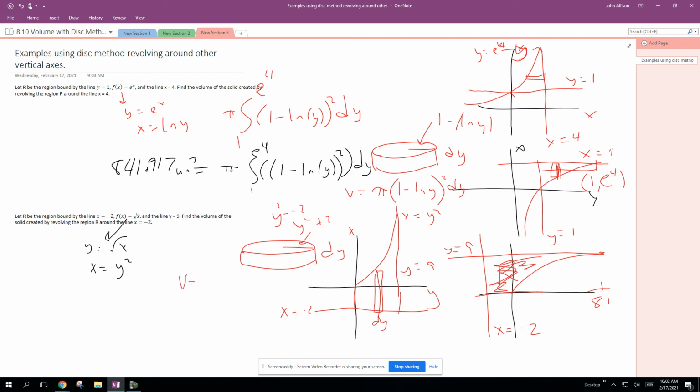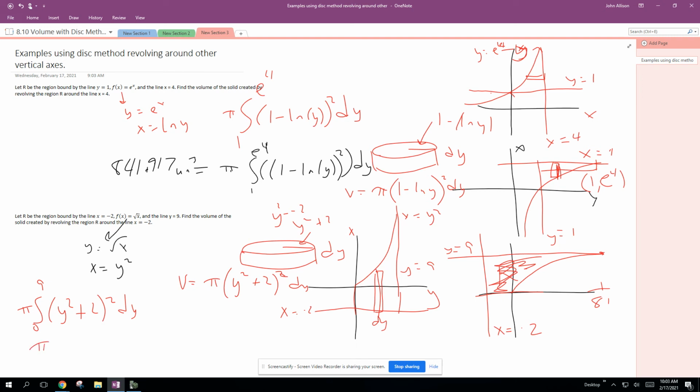So the volume of one of those disks is going to be pi times radius squared, which is y squared plus 2 squared, and then times dy. To get the volume, I want to integrate now from 0 to y equals 9. Bring the pi outside because it's a constant multiple. And then y squared plus 2 squared times dy. And this is going to give me the volume of the solid generated by that. Now this one we can do by hand, so we're going to go ahead and do this by hand.